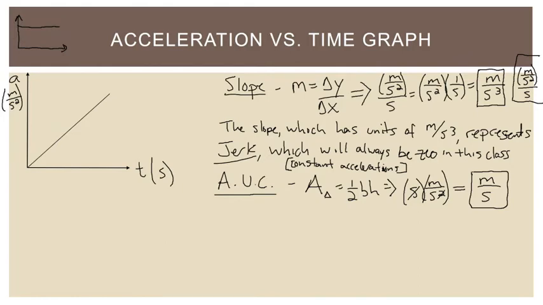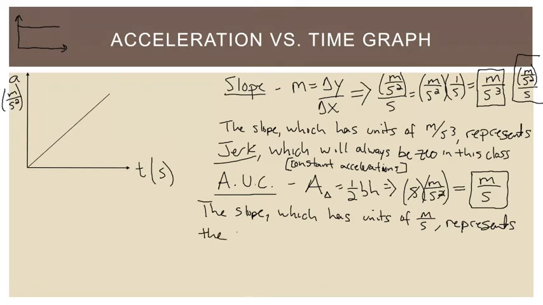This one's a little bit tricky, but it's an important lesson for the year. We'll say here the area under the curve, which has units of meters per second, represents the change in the object's velocity. Now, of course, the big question is, well, how are we supposed to know that it represents the change in velocity and not just the velocity itself?